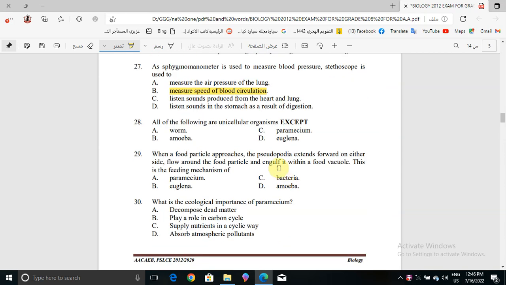Okay, now question number 28. All of the following are unicellular organisms except one. We have here worm, amoeba, paramecium and euglena. It says unicellular. Of course it will be worm. Worm is multicellular, but amoeba, paramecium and euglena are unicellular. So that means worm is not unicellular.